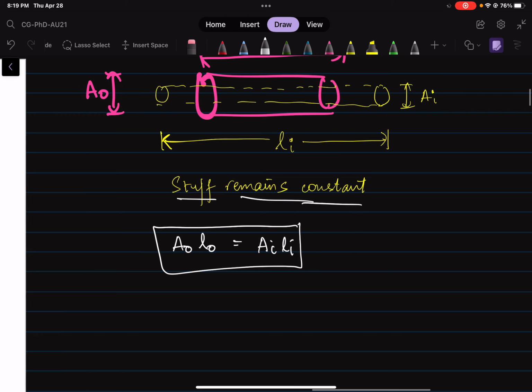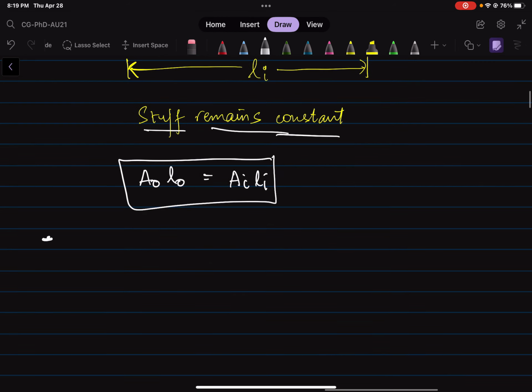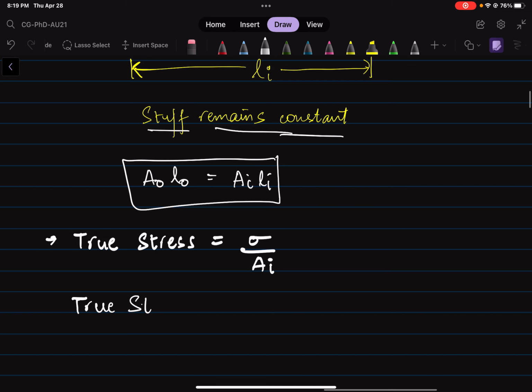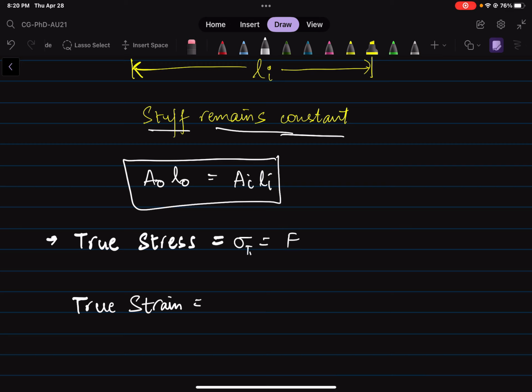And following that, you could write, as we're discussing, again the true stress as sigma, true strain, my bad. This should be sigma true, force over Ai, and then epsilon true will be ln of length instantaneous divided by L naught.